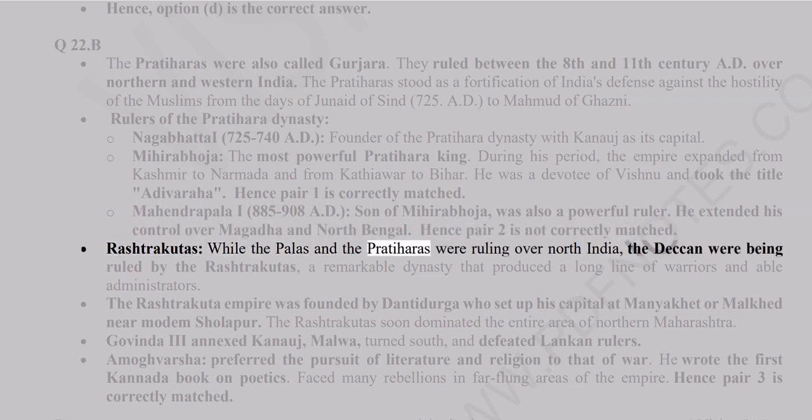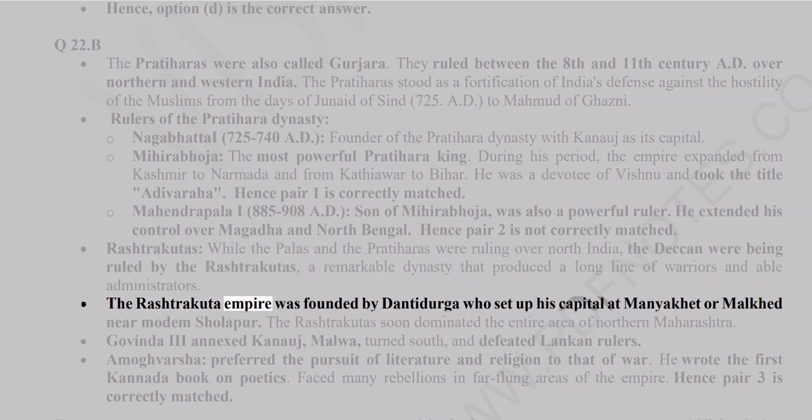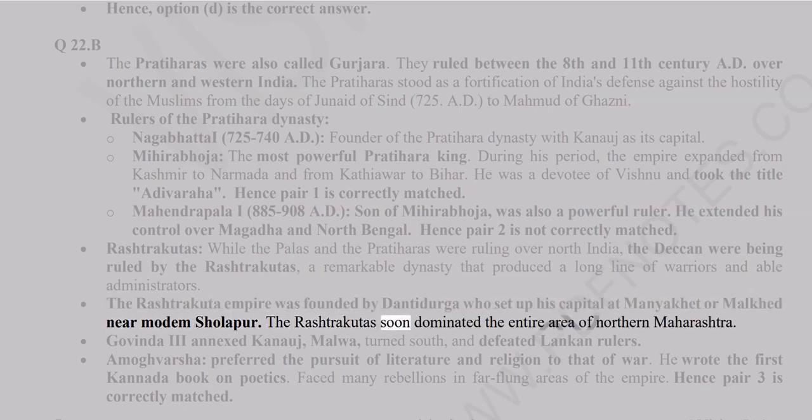Rashtrakutas. While the Palas and the Pratiharas were ruling over North India, the Deccan was being ruled by the Rashtrakutas, a remarkable dynasty that produced a long line of warriors and able administrators. The Rashtrakuta Empire was founded by Dantidurga, who set up his capital at Manyakheta, or Malkhed, near modern Sholapur. The Rashtrakutas soon dominated the entire area of northern Maharashtra.